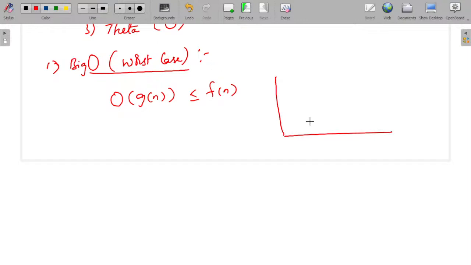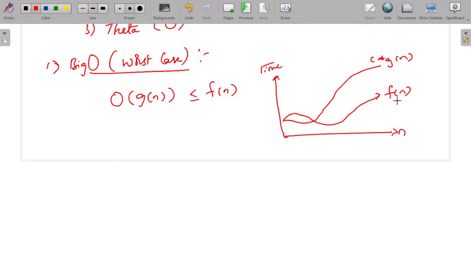So if you believe that this is f of n, and this is g of n, which is nothing but a constant c times g of n, right? Now you can assume this axis as n, which is the size of the problem, and this one as time. This graph explains how big O notation actually works.